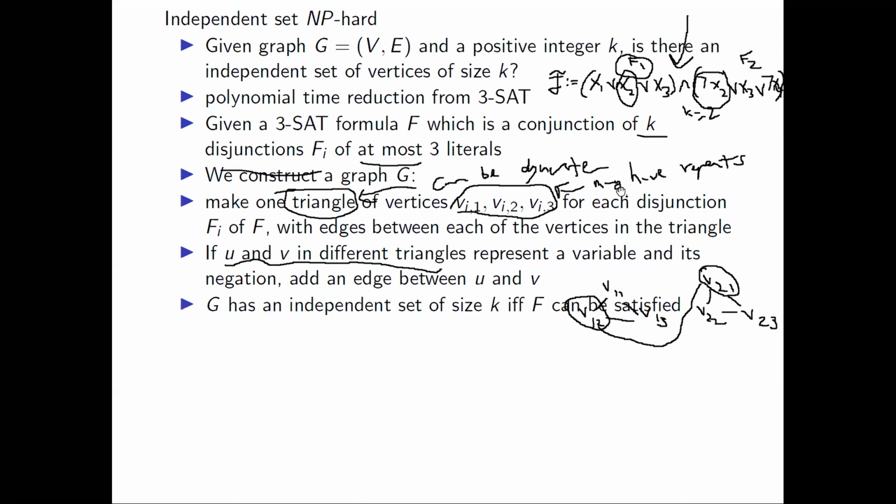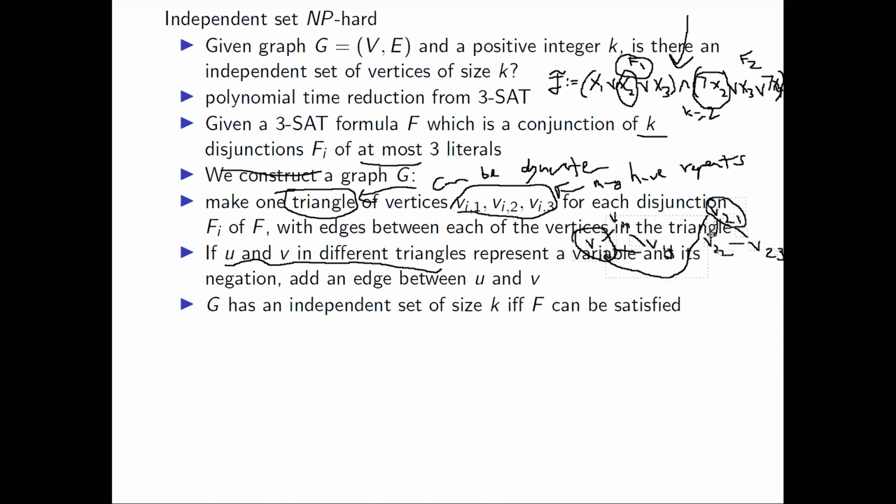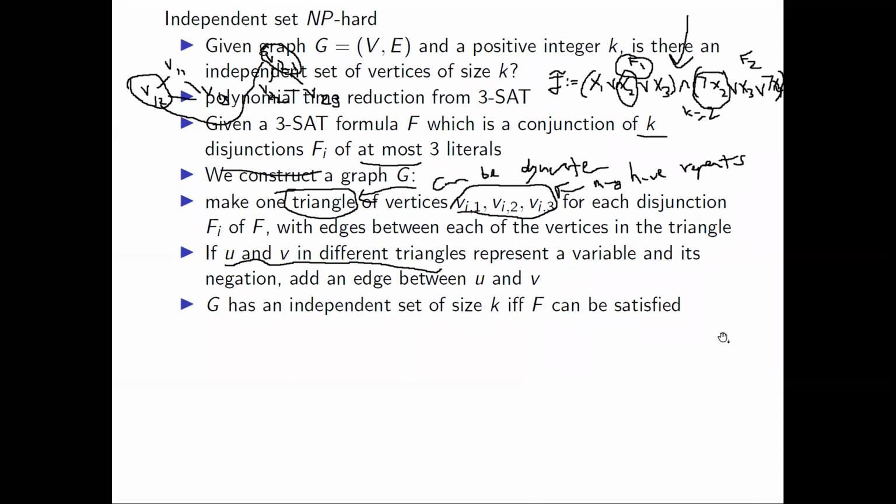So I claim that G, the graph we just constructed, has an independent set of size K if and only if the formula F that we started with can be satisfied. And we're going to talk about why that's true, but I'm going to move this picture so that we have some space to work with. So I think I'll just put it up here for now. So in order to prove this if and only if, we have two directions to prove. So we'll start with the direction where we assume that G has an independent set of size K, and we'll use that to prove that F can be satisfied.